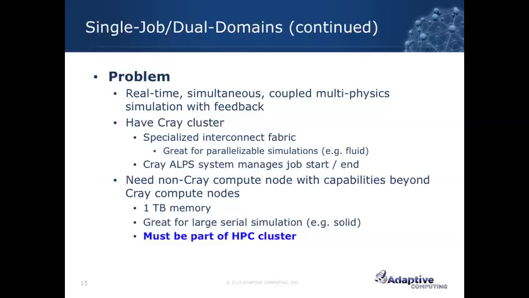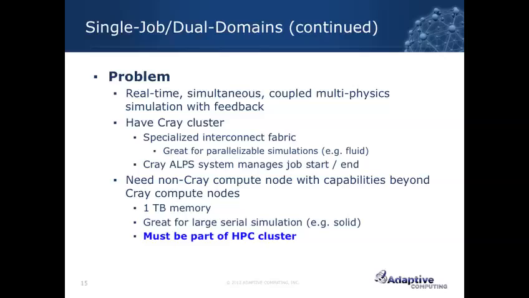And you have the fabric that I just described already. It's great for parallelizing the simulations. And then ALPS manages the job start and end. The key reason we've seen from our customers for the need for this use case is the memory aspect. On a per node memory basis, Crays don't have as much memory as you would see with non-Cray systems, and so we have this example where you have a terabyte of memory that you need to use for this solid simulation, which obviously must be part of a standard traditional HPC cluster.